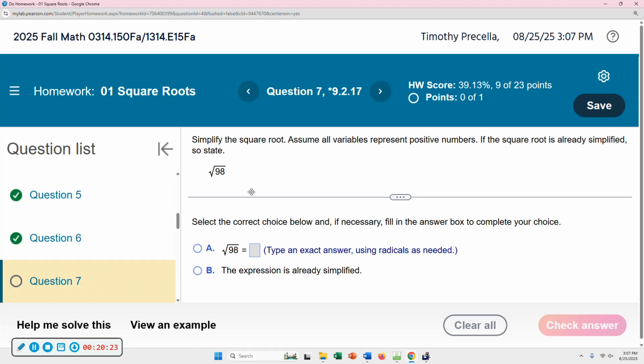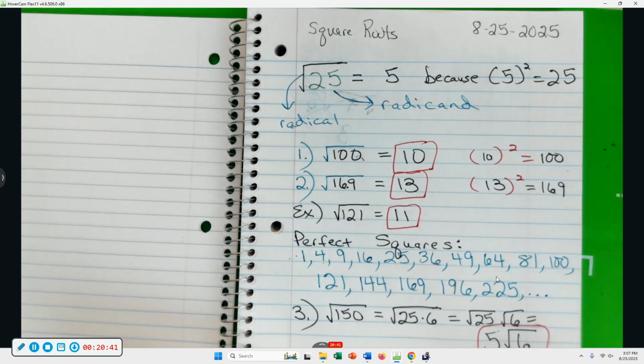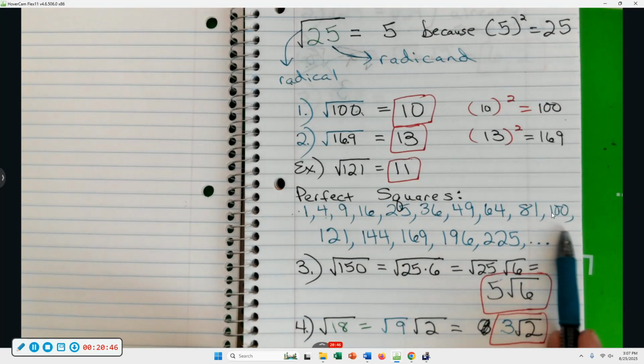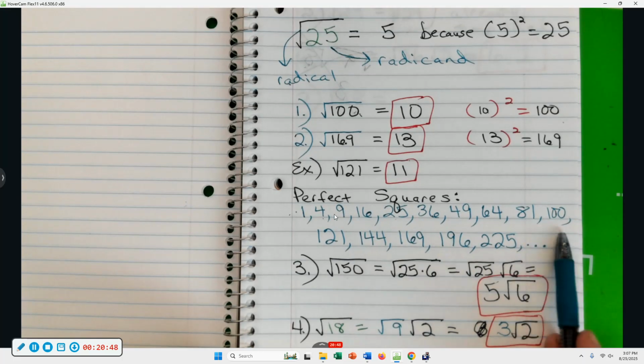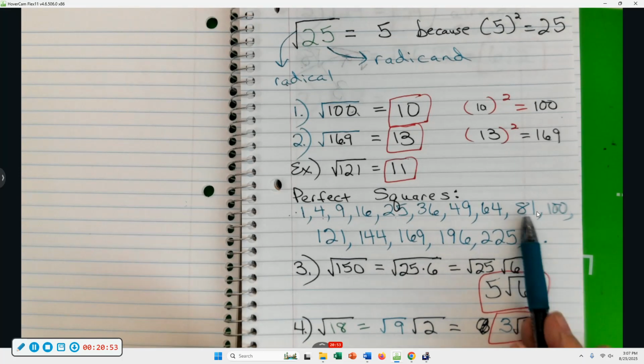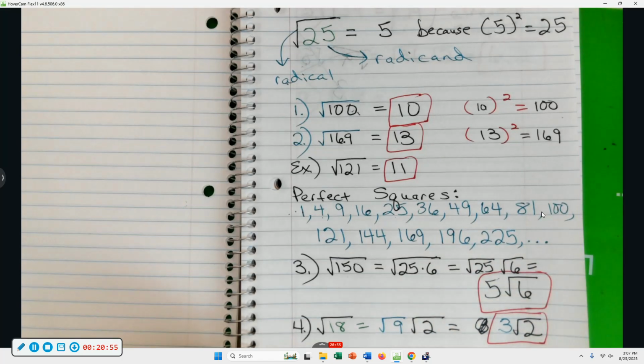Well, let's go on to number 7 in MyLab. Let's do it. Okay, number 7. We have the square root of 98. Let's look at our list of perfect squares. Here it is. Is 98 a perfect square? Nope, it skips right over. It would be between 100 and 81. So 98 isn't a perfect square.